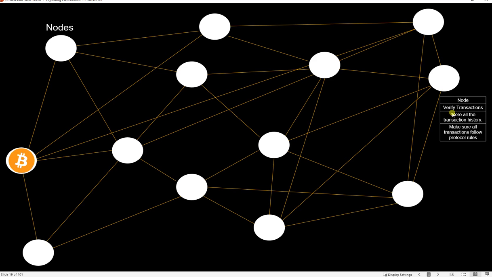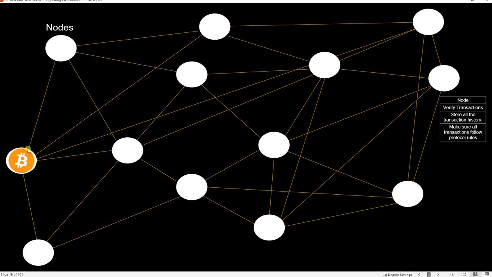So again, what's the job of a node? The job of the node is to verify transactions, to store all the transaction data, and to make sure all the transactions follow the rules that we're going to set up. So now let's look at the difference.